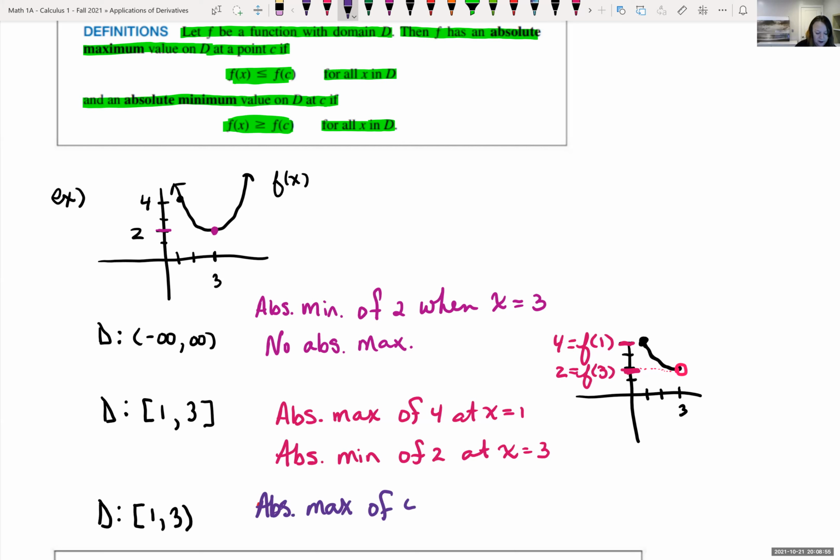Again, a 4 at x equals 1, and that's because it's closed in here, and there's no absolute min. So let me see if there's any question, and then we'll jump into the extreme value theorem.